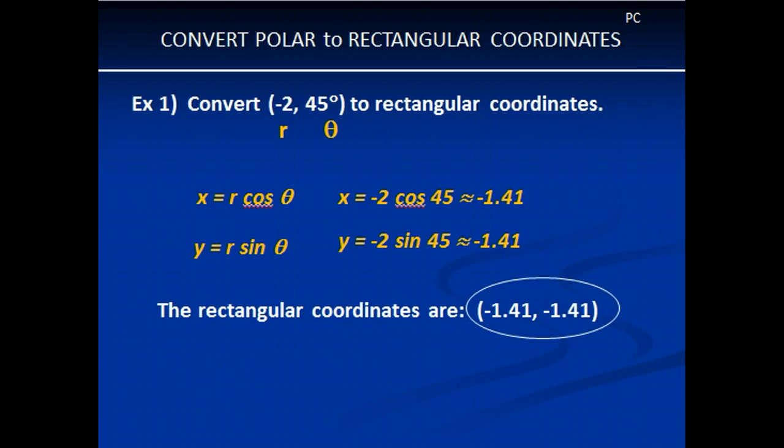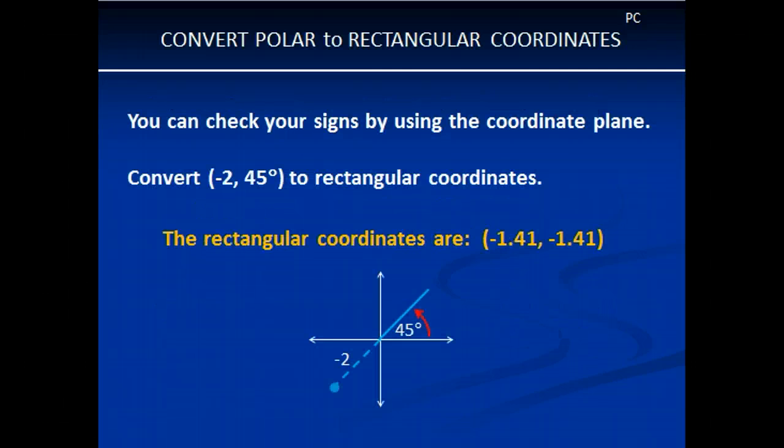Now, that simply means that our rectangular coordinates are x, negative 1.41, and y, negative 1.41. You might want to take a moment when you're done with these to check your signs by using the coordinate plane. If we are at negative 2 and 45 degrees, that means we're at 45 degrees and we move over to our negative 2, and that is in the third quadrant, which means both of our rectangular coordinates have to be negative. Are these both negative? Yes, they are. Yoo-hoo, we have a winner.